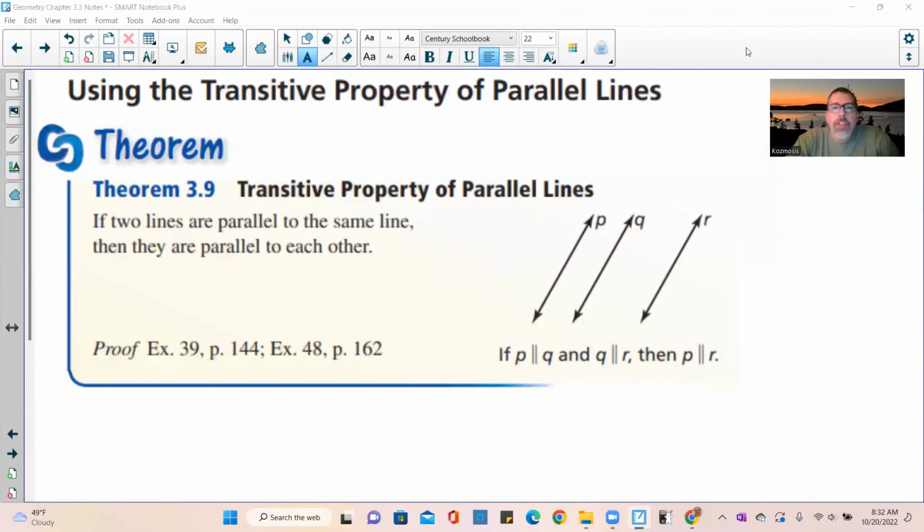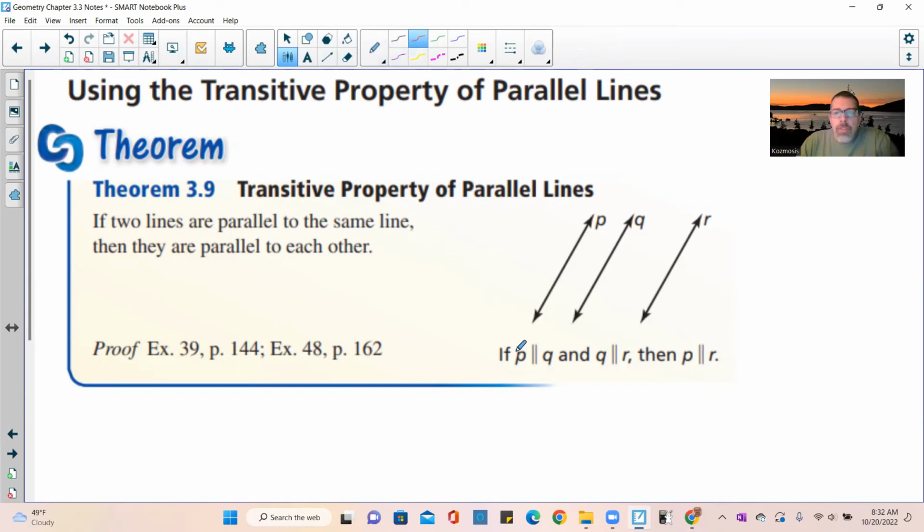Okay, using the transitive property of parallel lines, theorem 3.9. The transitive property of parallel lines states if two lines are parallel to the same line, then they're parallel to each other. Okay, so that is the transitive property.